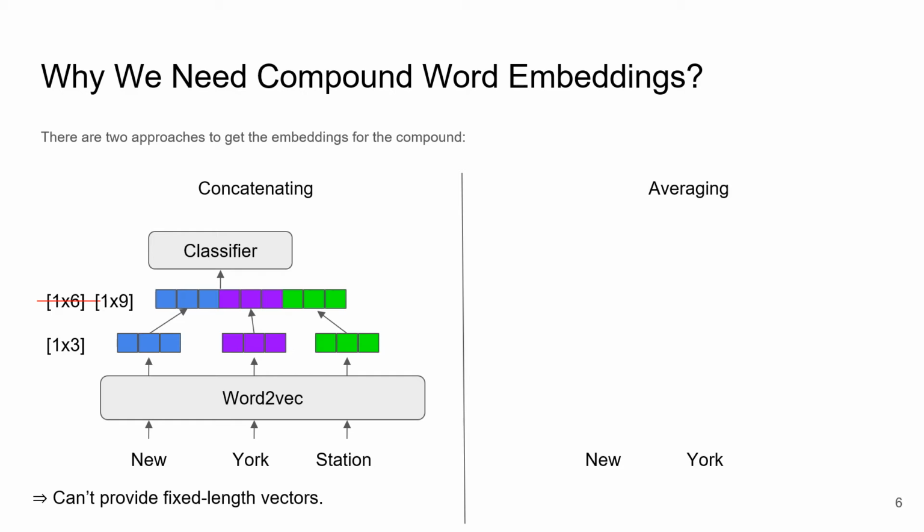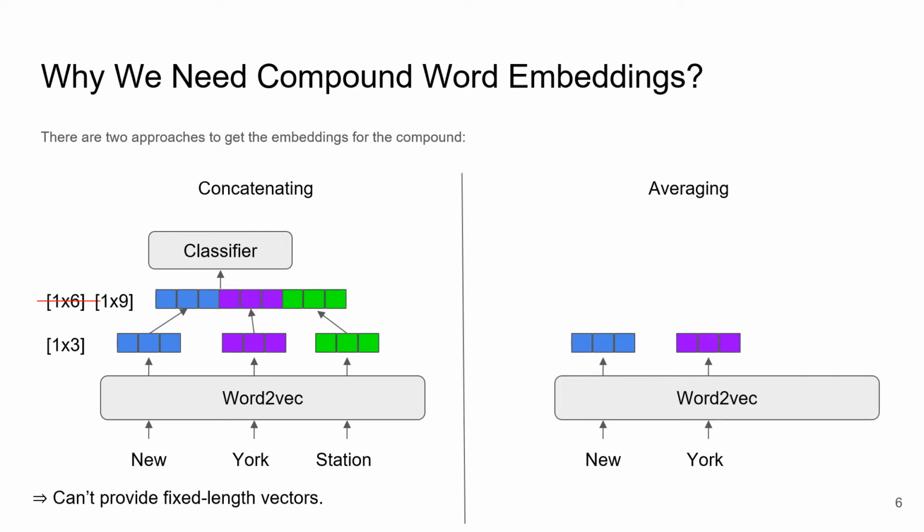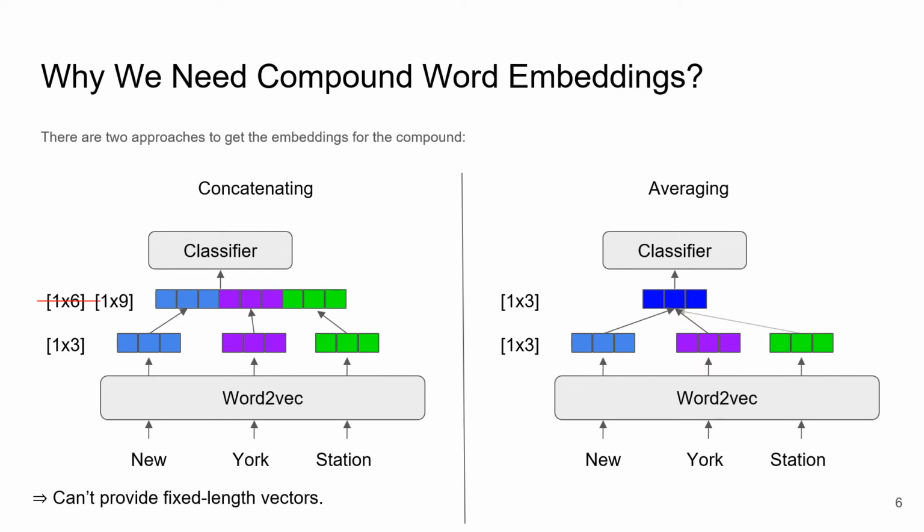Instead of concatenating, we can average the embeddings of the constituents of the compound to get a fixed length vector. The process is the same as above. However, this is a very simple combination and it is not certain that it is suitable, because the meaning of the compound can be more complex than the average.